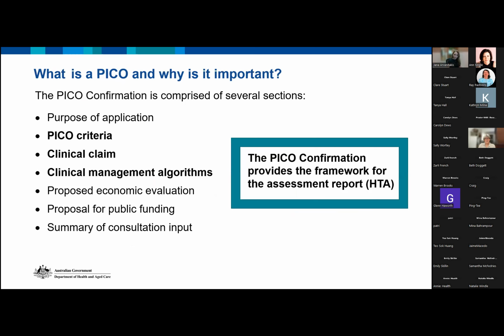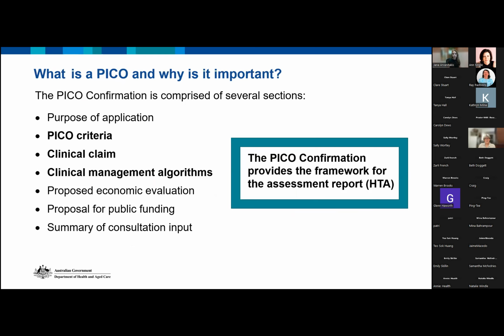So what is a PICO confirmation? Why is it important? Why do we have this process in place? So most of you would be familiar with the concept of a PICO. It's a mnemonic used to describe the 4 elements of a good clinical foreground question, and those elements are the population, the intervention, the comparator, and the outcomes.